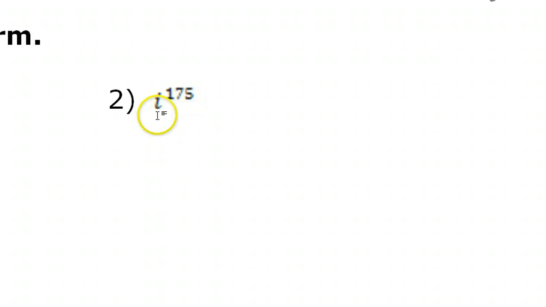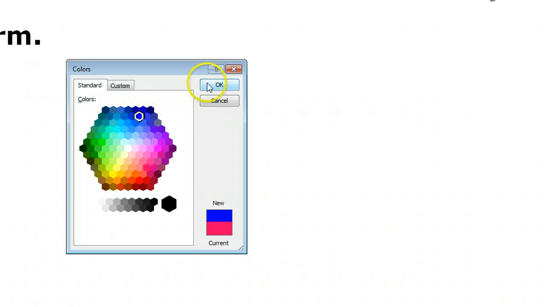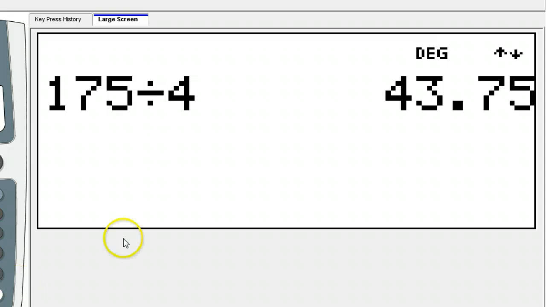So looking at number 2, we have i to the 175 power. Well, if I want to figure this out, I will start by doing 175 divided by 4, see what kind of decimal I'm going to get. Okay, so I get 43.75.